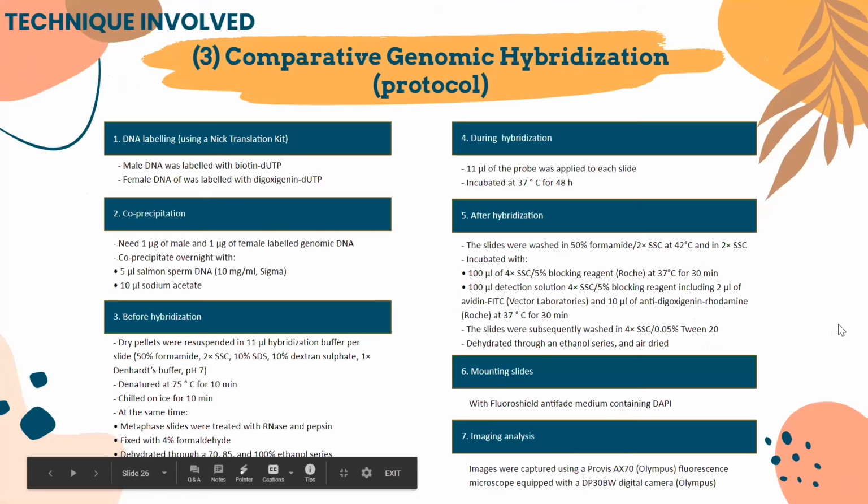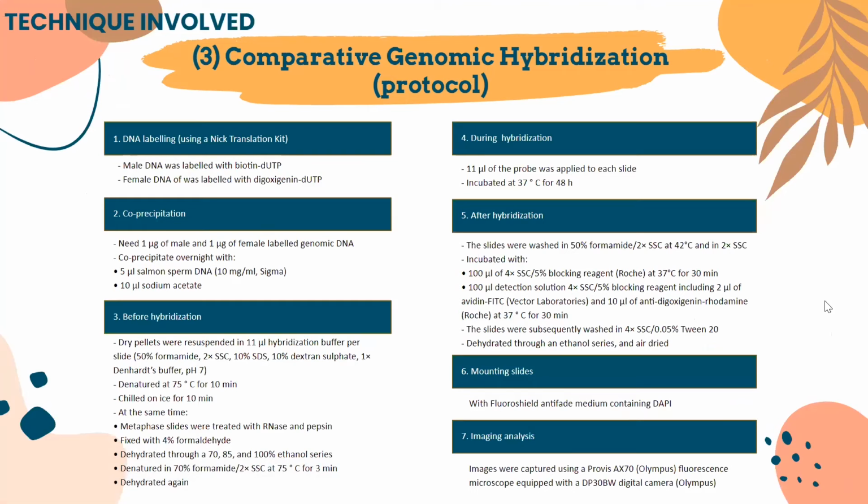Next is CGH. The third technique involved in this study is comparative genomic hybridization, CGH. So for the CGH protocol, firstly, we label the DNA using the nick translation kit. The male DNA was labeled with biotin-dUTP, whereas the female DNA was labeled with digoxigenin-dUTP. After DNA labeling, we proceed with co-precipitation.